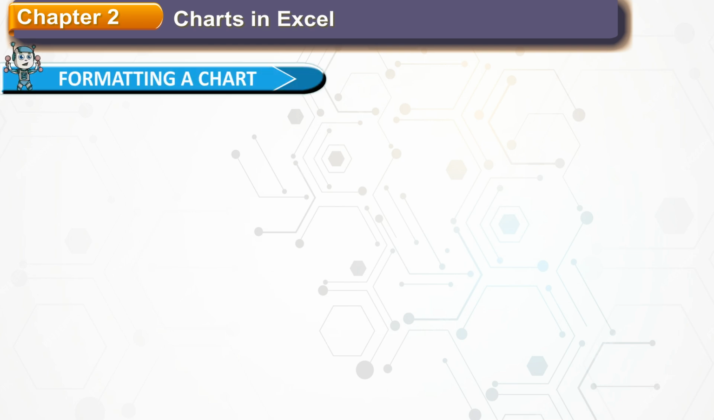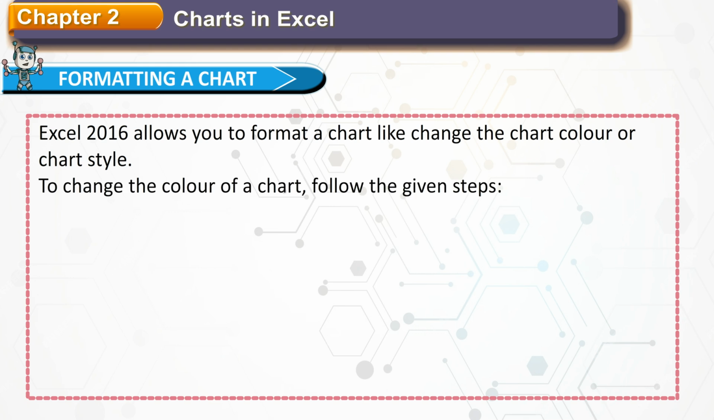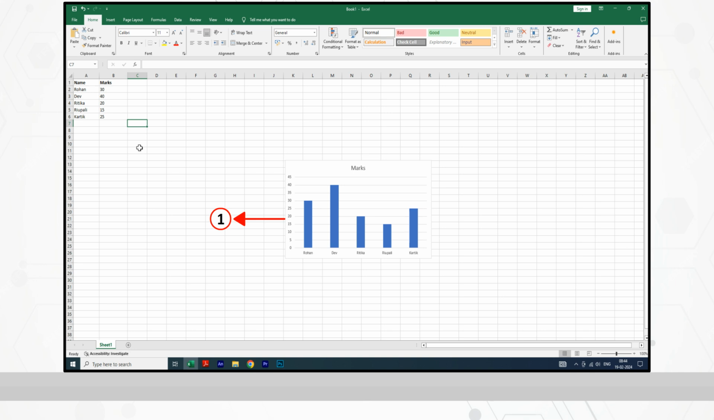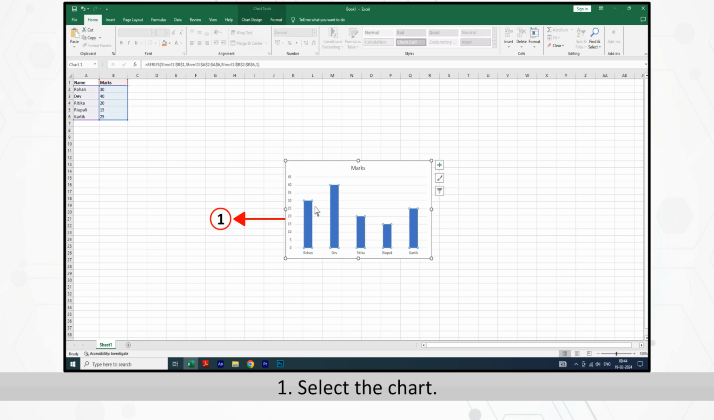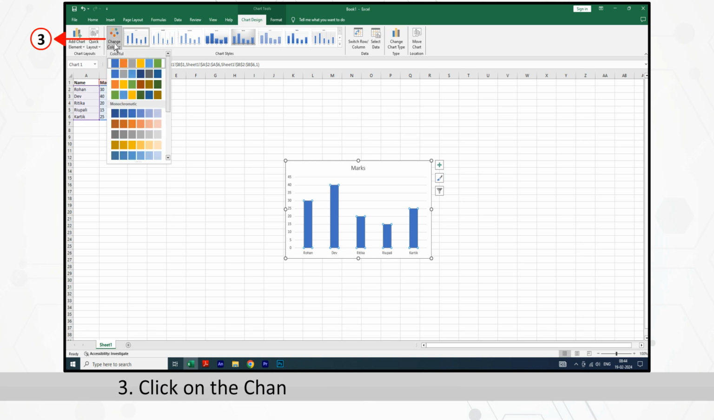Formatting a chart. Excel 2016 allows you to format a chart, like change the chart color or chart style. To change the color of a chart, follow the given steps. 1. Select the chart. 2. Click on the Design tab. 3. Click on the Change Colors option and select a color.